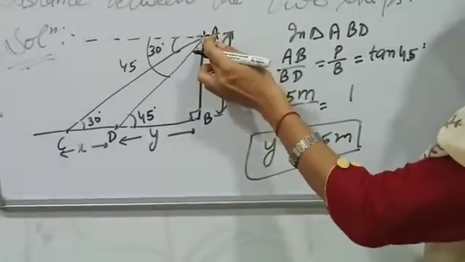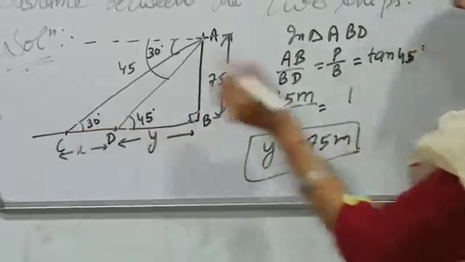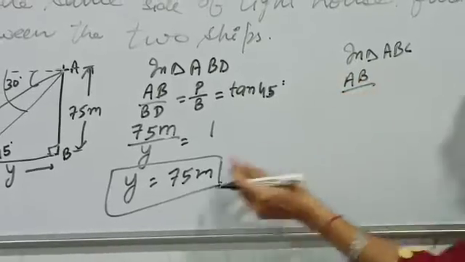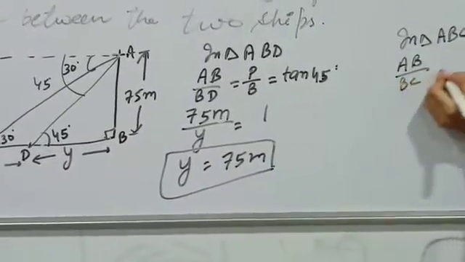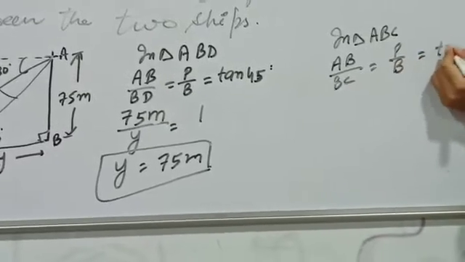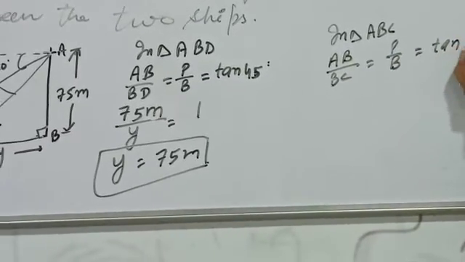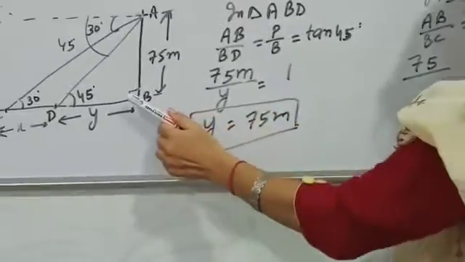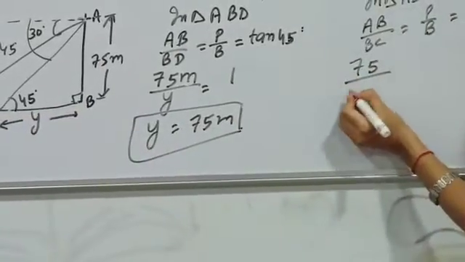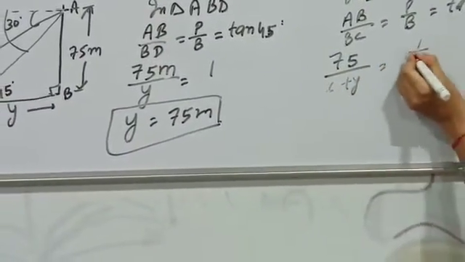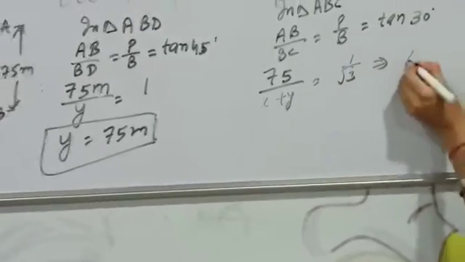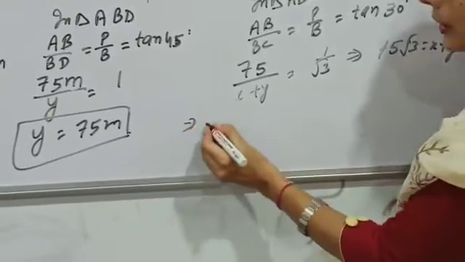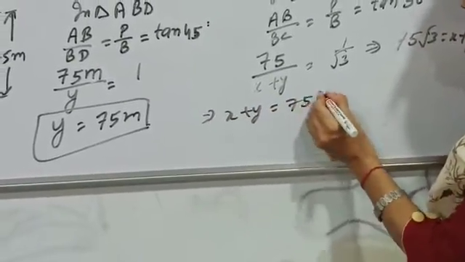Now in triangle ABC, AB upon total BC, which is again perpendicular upon base, we take as the ratio tan 30 degree. AB is already 75 and BC we take as BD plus CD, which is X plus Y, equal to 1 upon root 3. Cross multiplying, 75 root 3 is equal to X plus Y. So we get the equation X plus Y is equal to 75 root 3.